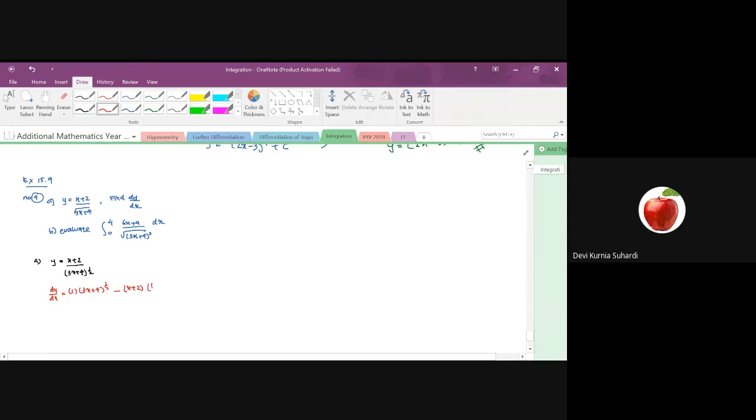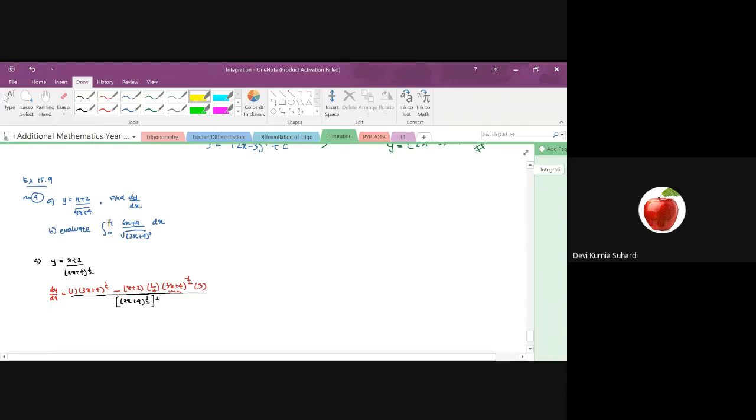And I differentiate the other one: half times (3x plus 4) to the power of negative half, times 3. You differentiate this one. All right. Then divided by the whole thing, (3x plus 4) to the power of half, you square it. Okay? So now we need to simplify.